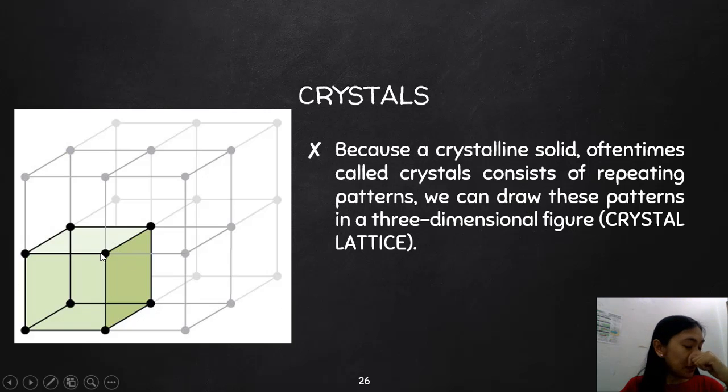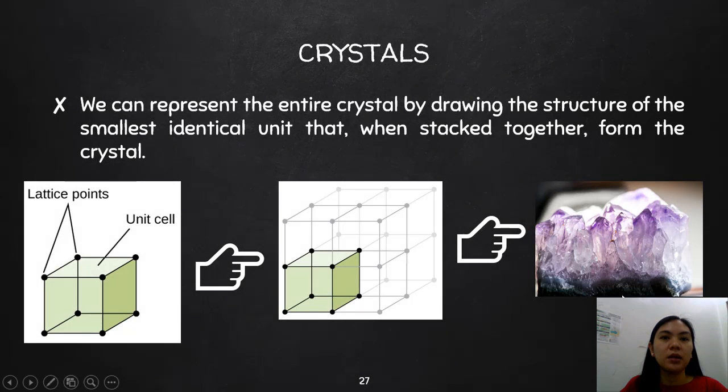Let's imagine na itong mga to, yan yung either ion, or atom, or molecule. Tapos, syempre, diba, magkakadikit. So, parang idodrawing natin siya as this way para mas ma-imagine natin how they actually look like in a molecular level. So, as you can see here, we can represent the entire crystal by drawing the structure of the smallest identical unit that, when stacked together, form the crystal.